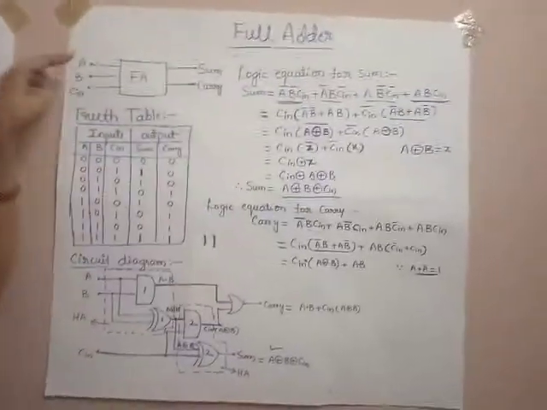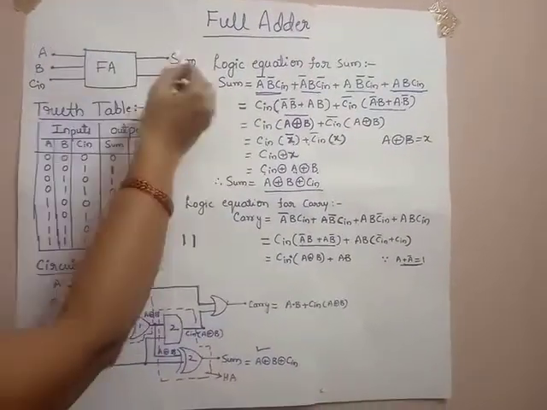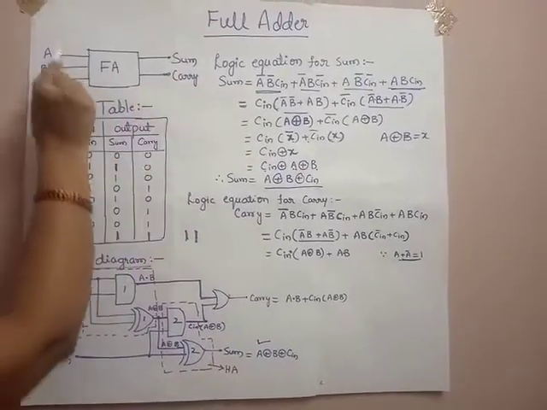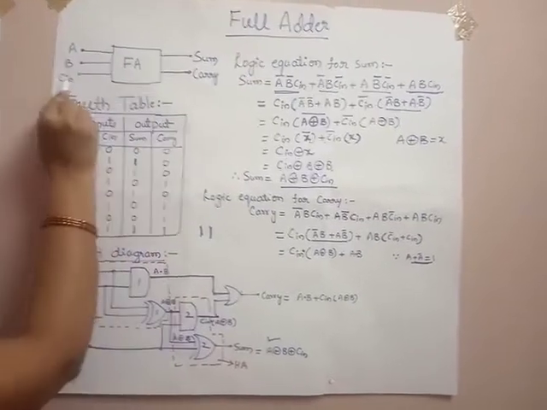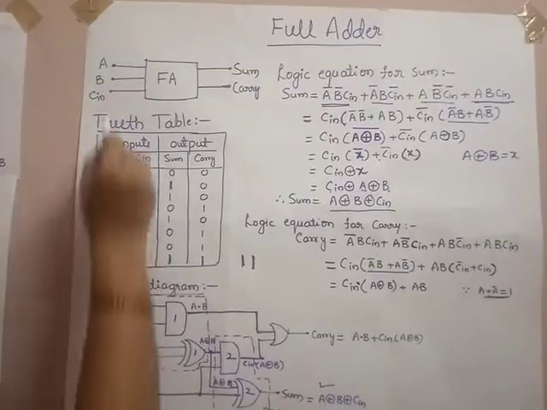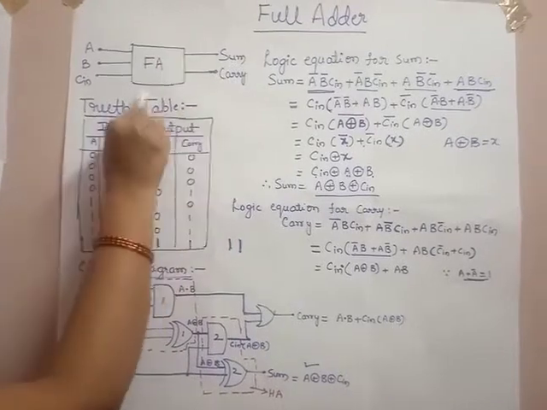The full adder circuit performs addition of three binary bits at a time, and it also produces 2-bit output data. One is sum and another is carry. A and B are used to give two significant binary bits. Cin is nothing but the carry generated by the previous addition. So these are the three inputs and these two are the outputs for the full adder circuit.